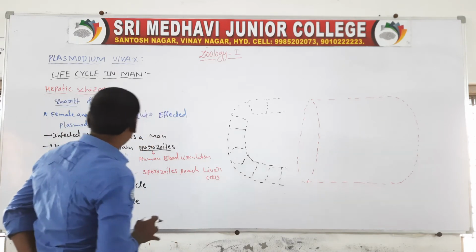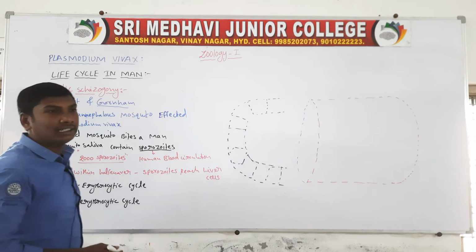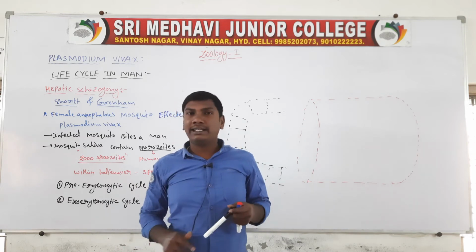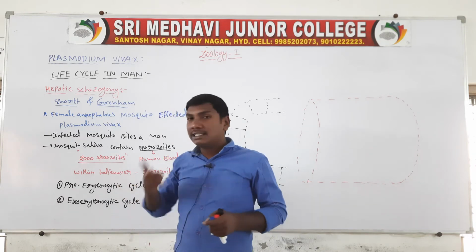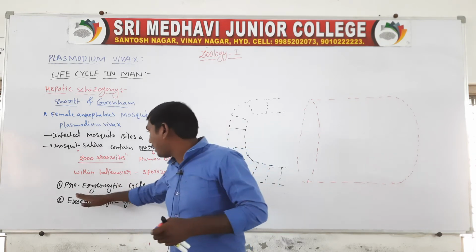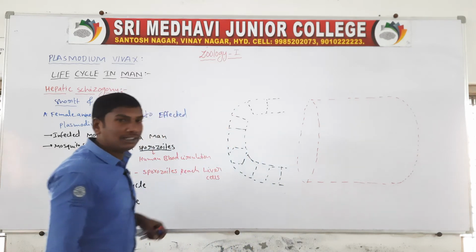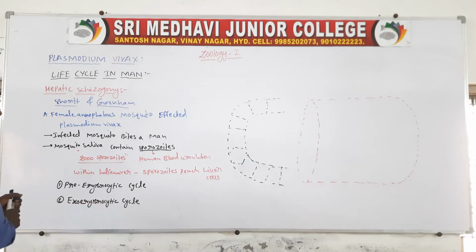Pre-erythrocytic cycle and exo-erythrocytic cycle. So in the liver cells, there are two types of cycles. One is the pre-erythrocytic cycle, another one is the exo-erythrocytic cycle.